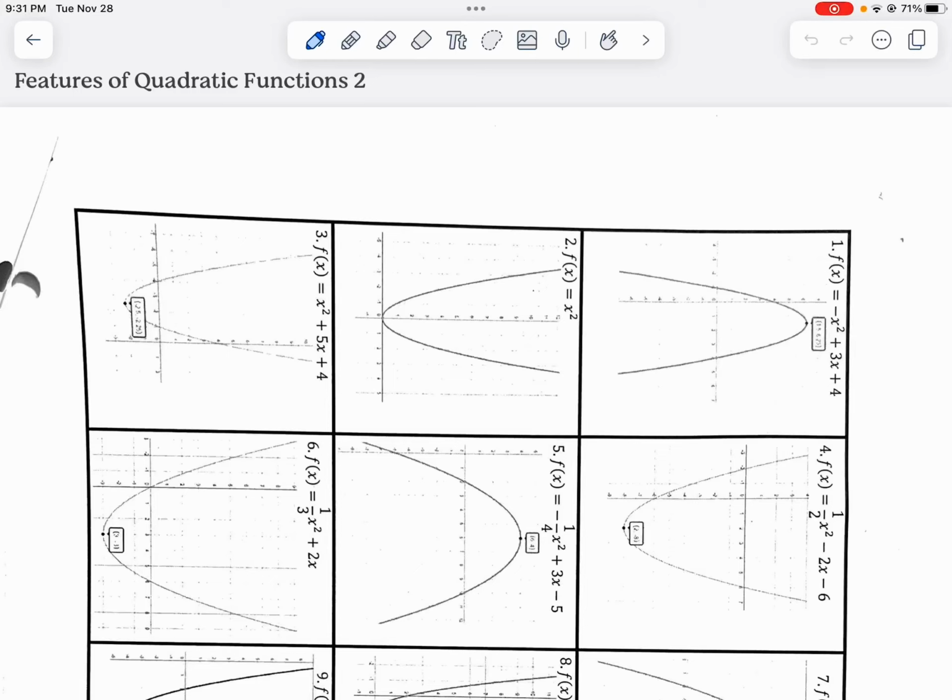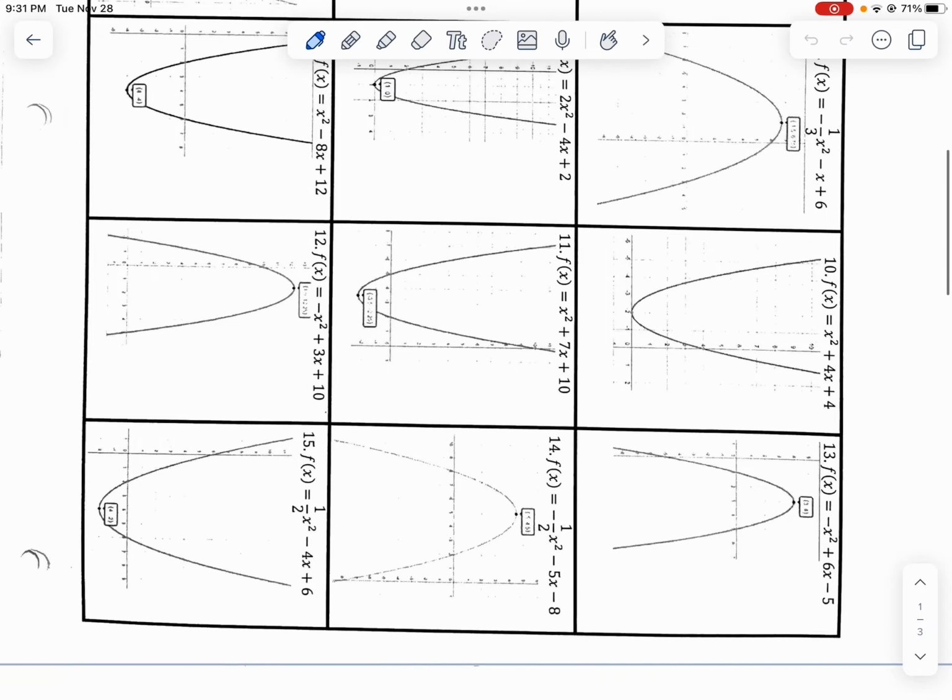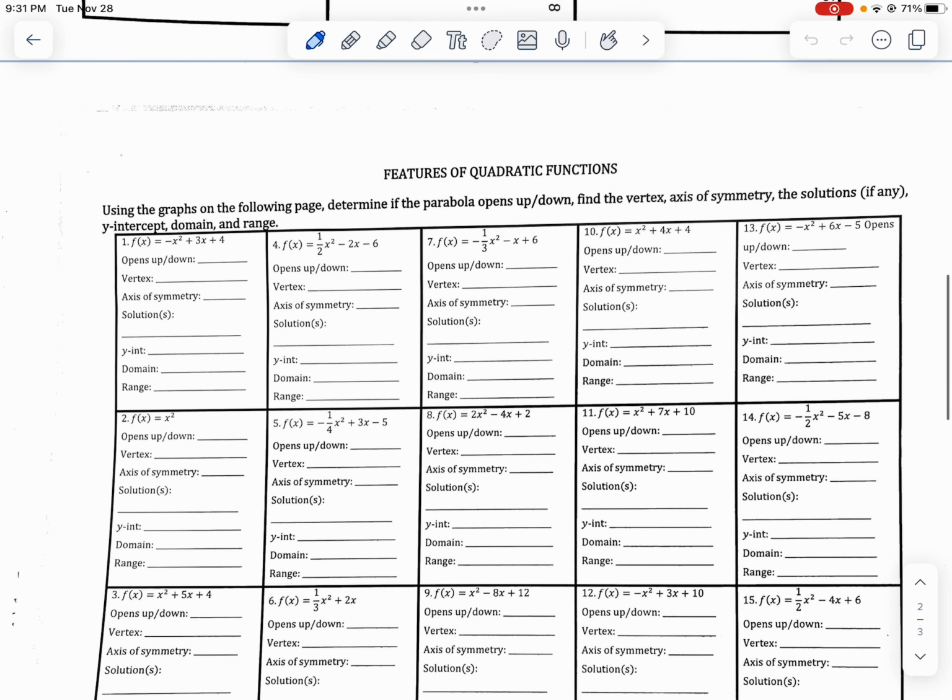Hello everyone, welcome to the guided notes video for homework 3, which is features of quadratic functions. What I'm looking at is a front and back page that looks like this, where you're matching the graph with the description. This is a homework assignment, but I'm just going to show you how to get started on a couple of these.